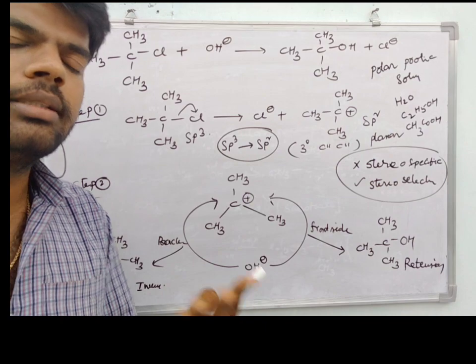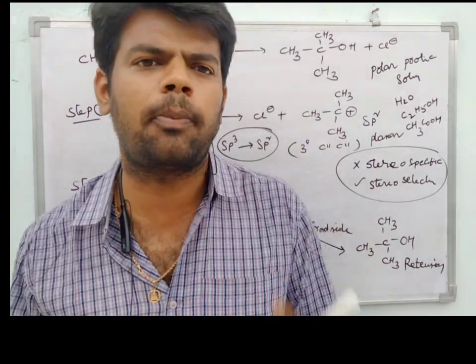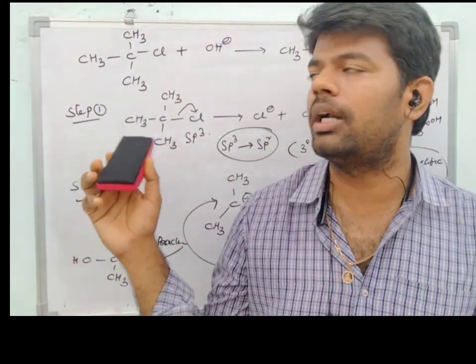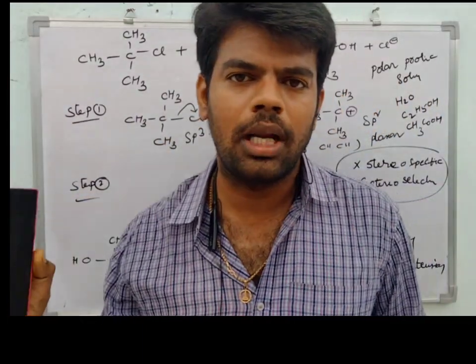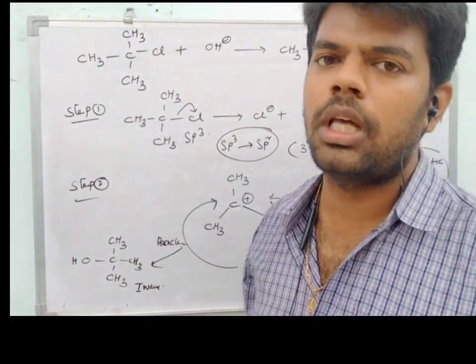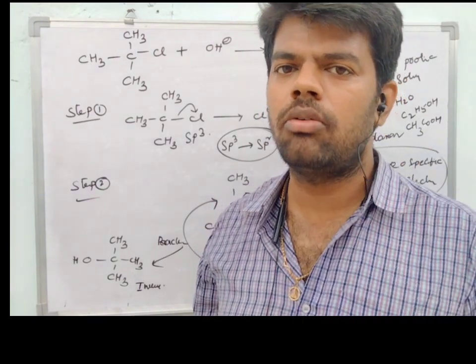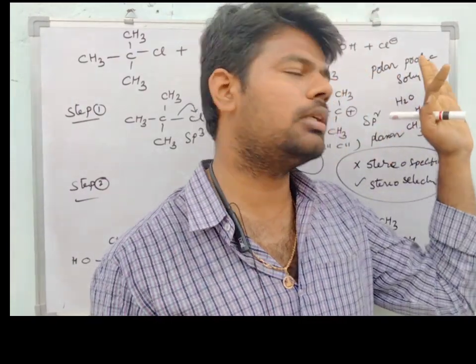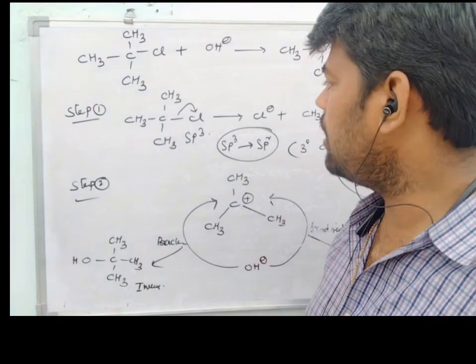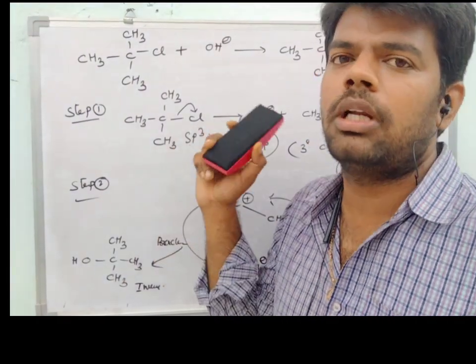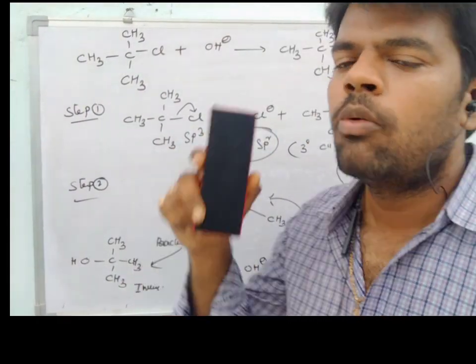Here, I have discussed the first basic points. The first basic point, friends: the SN1 mechanism is done in a polar protic solvent. If it is H2O, CH3COOH or ethyl alcohol, then only does it undergo the SN1 mechanism. The second important point: sp3 hybridization is converted to sp2 hybridization. What is the stereochemistry?